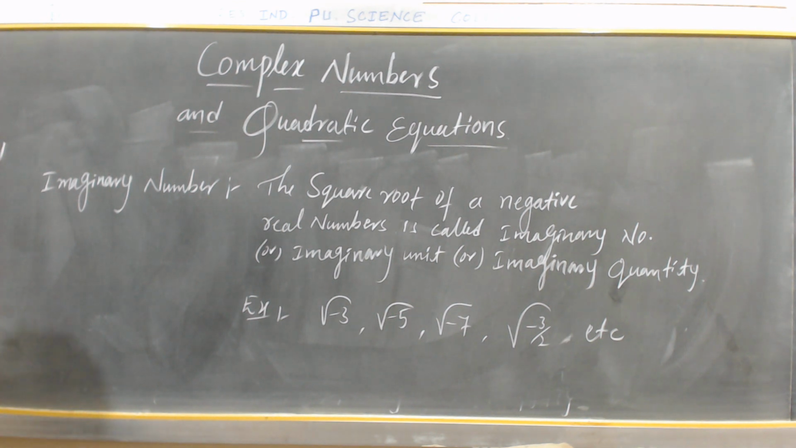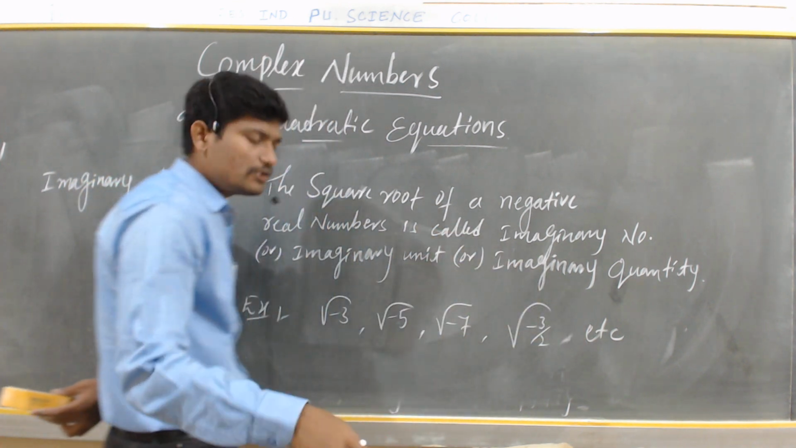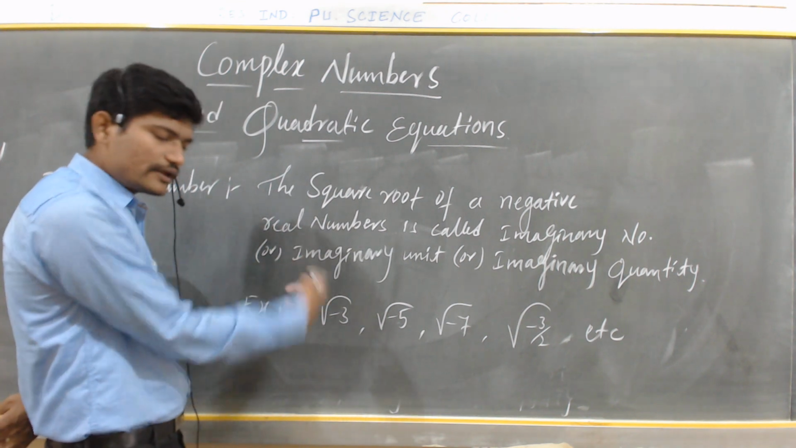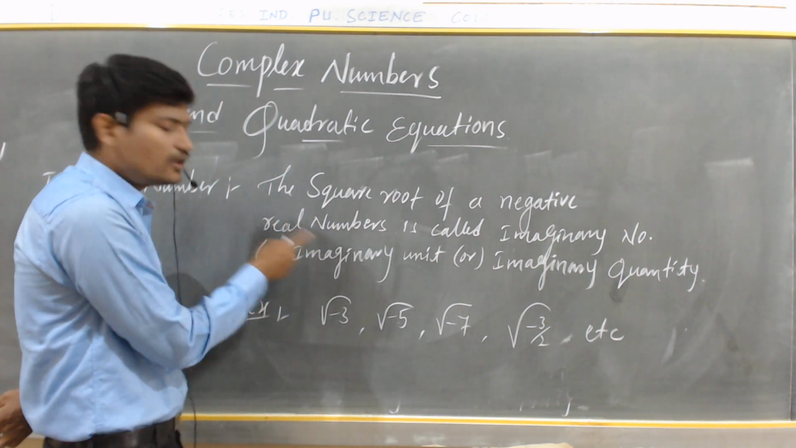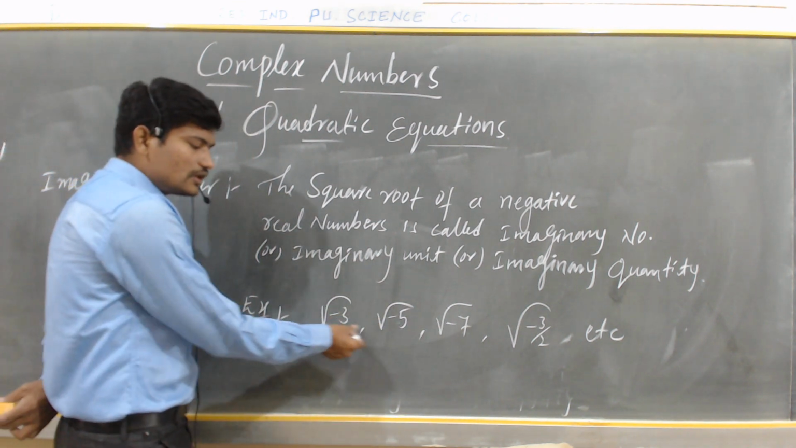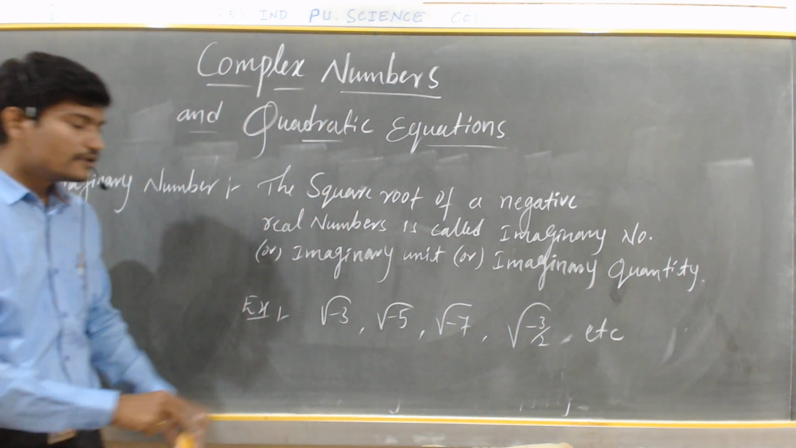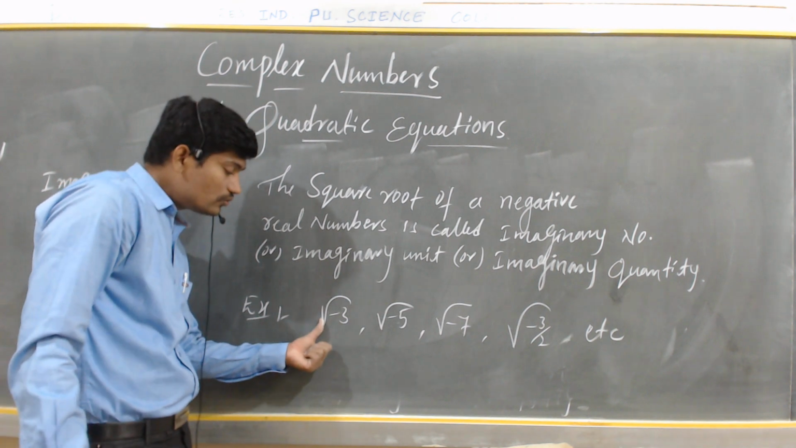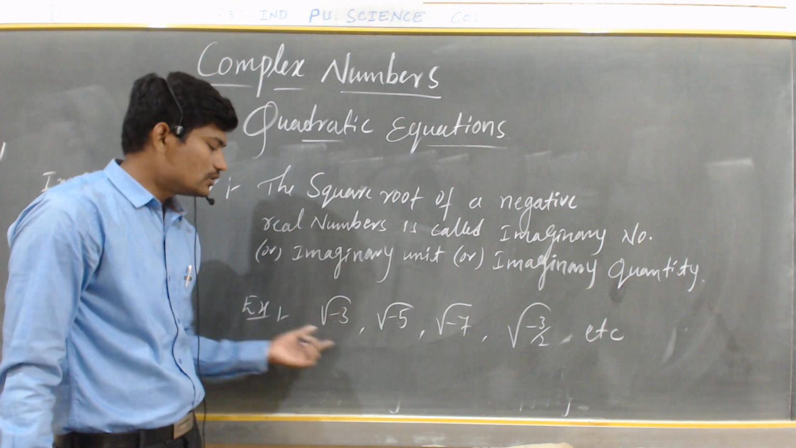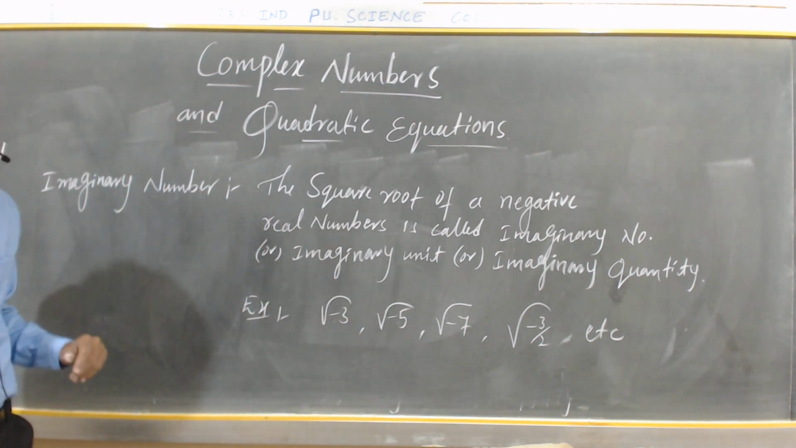And here, don't get confused. 3, 5, 7 are real numbers only, but the negative sign is there. So the square root of negative numbers we call an imaginary number. The square root of 3 or 5 alone is not imaginary; these are real numbers, 3, 5, 7, 3 by 2. But we are using the square root of negative numbers, so this whole term we call imaginary numbers. So these are the examples.